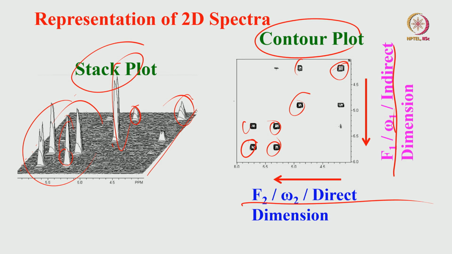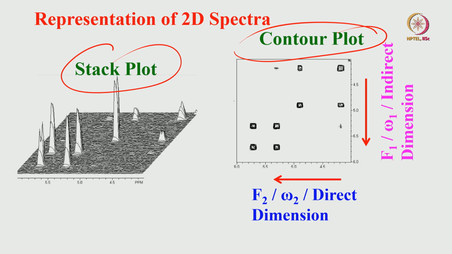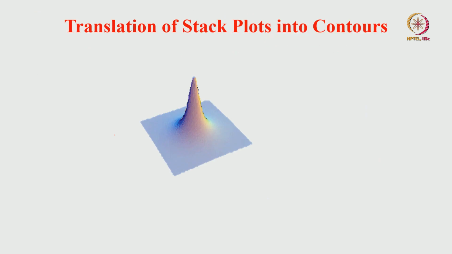And nowadays, you don't represent the signal or spectrum in a stack plot. Everything is a contour plot. So the 2D NMR spectrum you are going to record is nothing but a contour plot. It is a 2D spectrum. It is nothing but this one transformed into this. Then you may ask me a question, how can I transform here to here? I will give you an analogy. Try to understand this. How do we translate stack plots into contour plots?